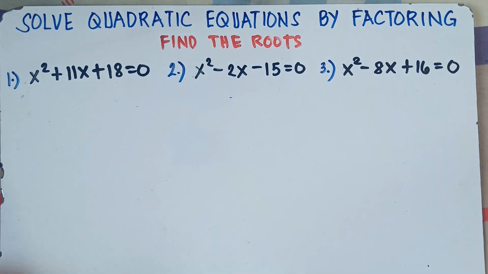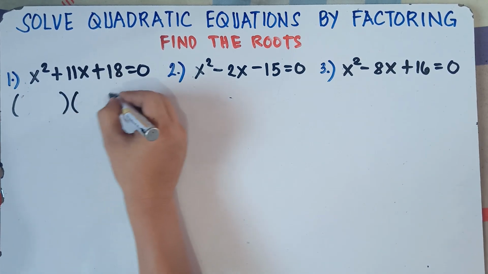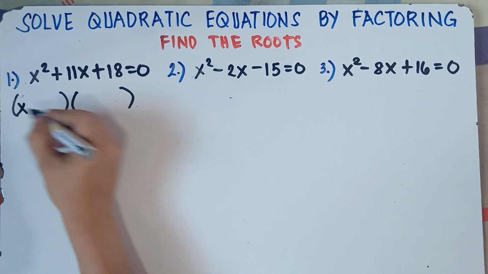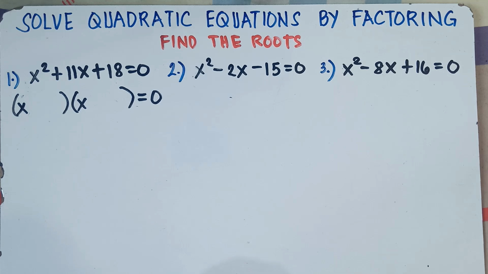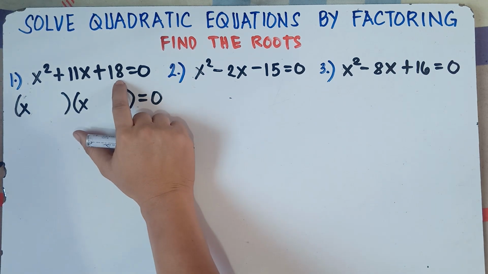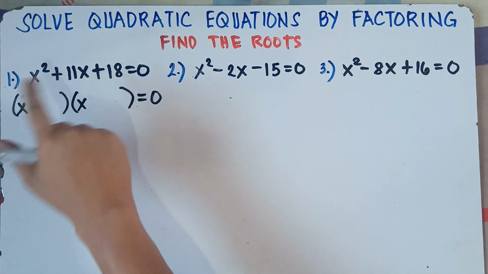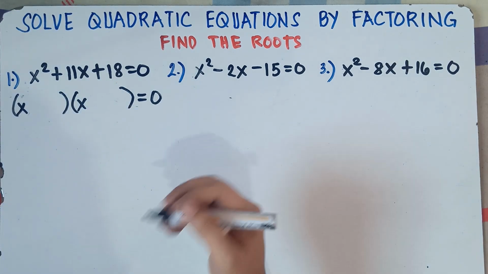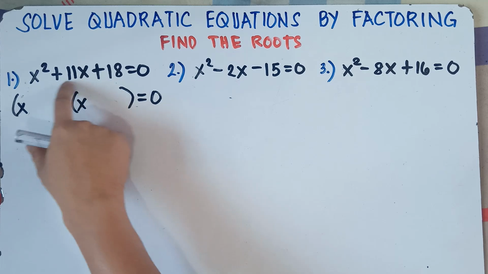So let's start with number 1, class. First thing to do, you put 2 parentheses. Alright, and then you put x and x, copy the equals sign, and then 0. Now, once you have that, you find two numbers that when you multiply the two numbers, you will get 18. When you combine the two numbers, you will get positive 11.